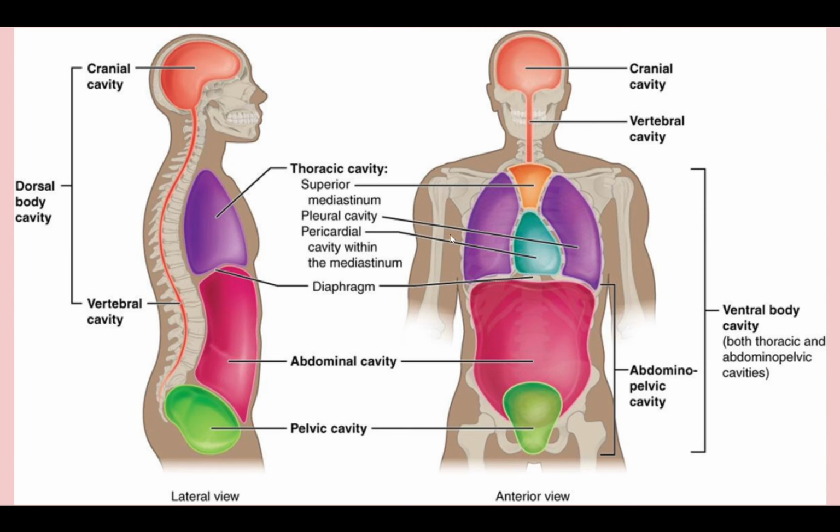So looking at the anterior view of that, you see this is your whole thoracic cavity. But this mediastinum is what I was talking about before. It's kind of like this middle portion that can divide it into different sections. And so you have your pleural cavity, which contains your lungs, your pericardial cavity, which contains your heart, and then your abdominopelvic cavity is this whole thing here.